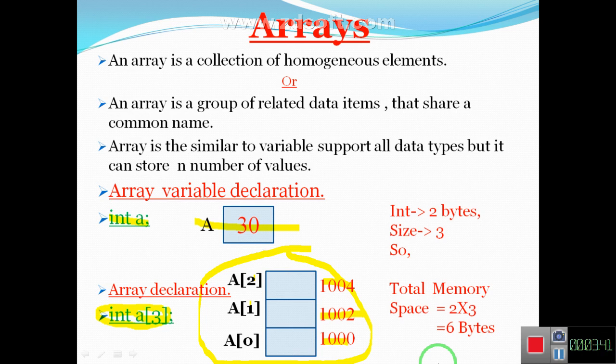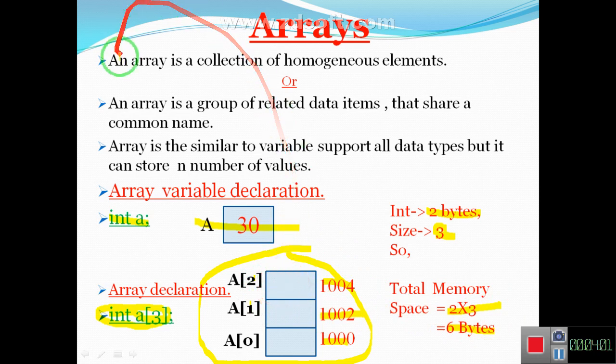You can see the calculation I have written here: 2 bytes for the integer data type, and the total size declared here is 3. So the total memory space required is 2 into 3, totally 6 bytes. That is what is allocated here.